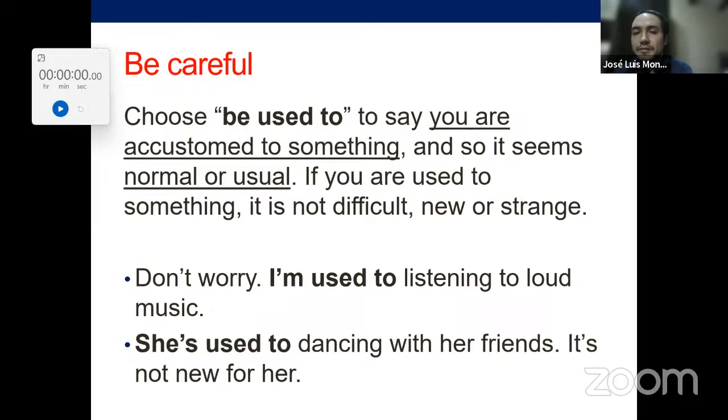Let's also read everything here. Be used to: say you are accustomed to something, and so it seems normal or usual. If you are used to something, it is not difficult, new, or strange. Don't worry, I'm used to listening to loud music. She's used to dancing with her friends. It's not new for her. Great. Oh, sorry. Yes. So there you go.